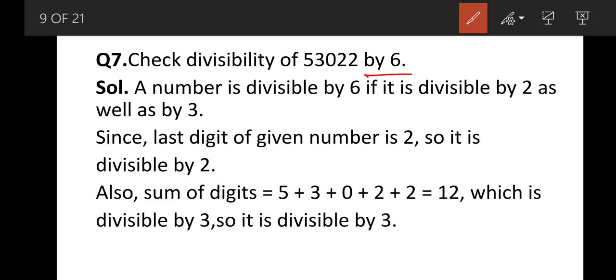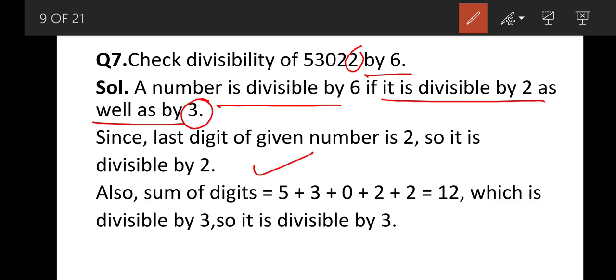So we should know that a number is divisible by 6 if it is divisible by 2 as well as by 3. And we know that if the last digit of the number is 0, 2, 4, 6 or 8, then that number is divisible by 2. So we have concluded that this is divisible by 2. Now we need to check the divisibility by 3.